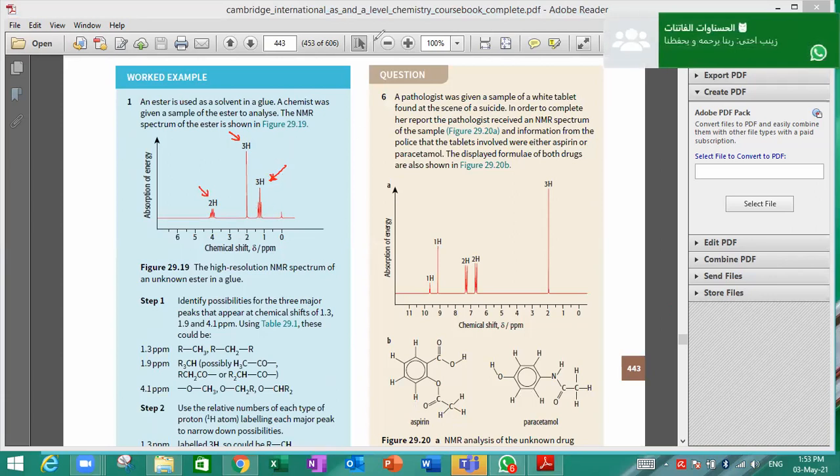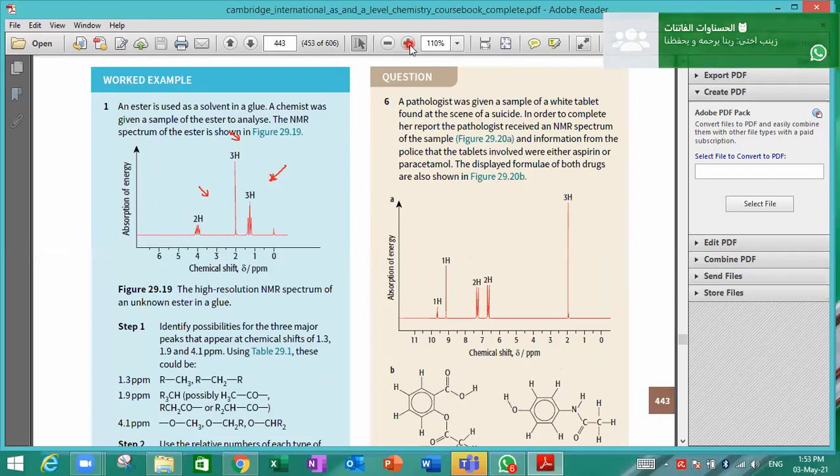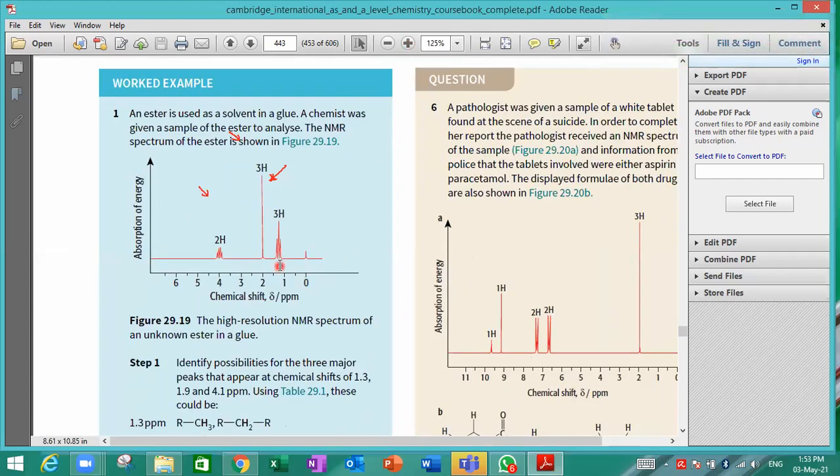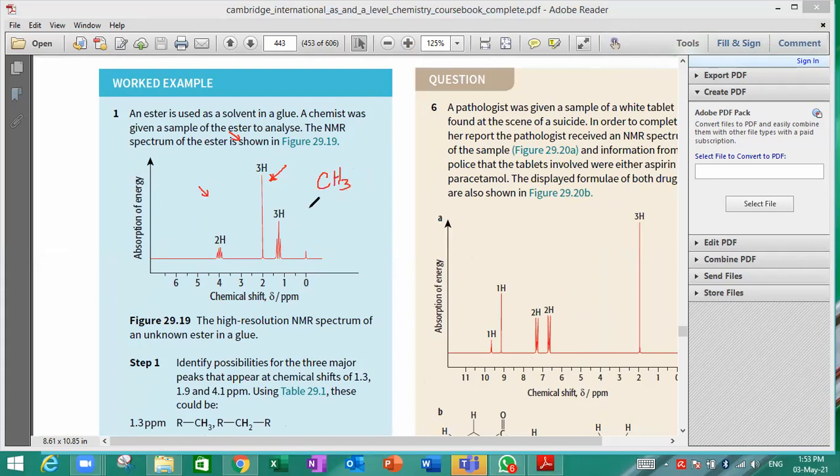Now, we will see that this one is split into 3, and this means that it was adjacent to CH2. From the beginning, we say that this is split into 3. This means that yes, it was a CH3, because they said here it corresponds to 3 hydrogens. So it is a CH3, but since it is split into 3, this means that it is adjacent to CH2, where this CH2 affected it and split it into 3.